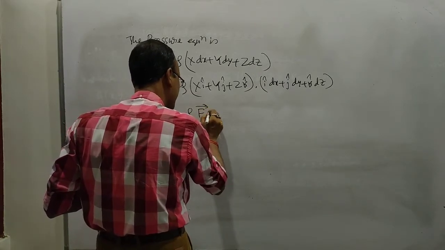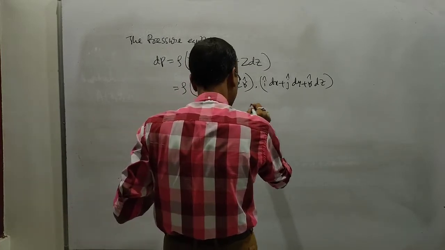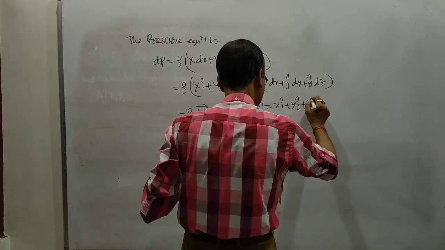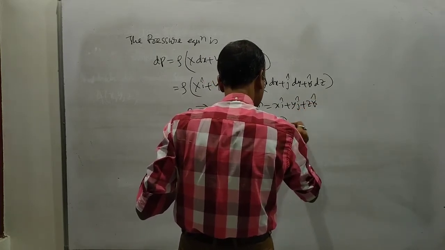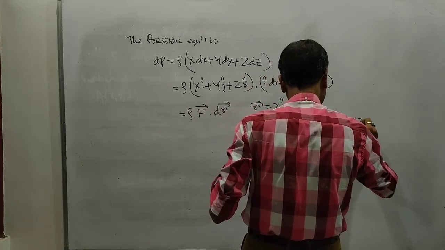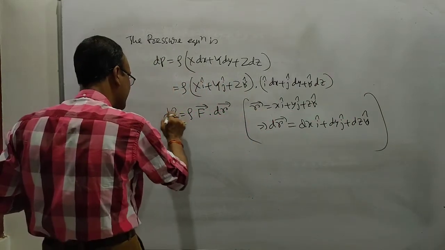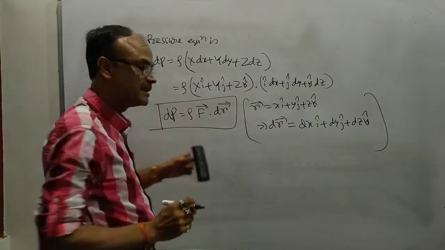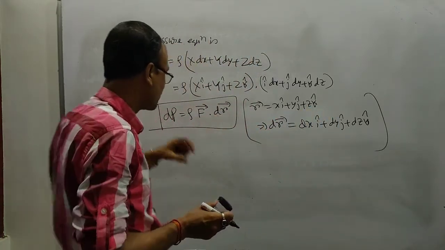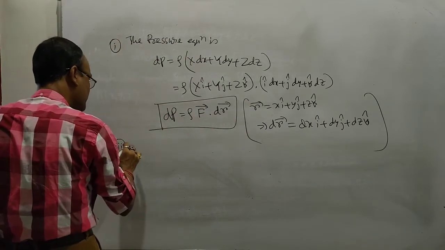It is nothing but F vector dot dr vector, where r vector equal to x i cap plus y j cap plus z k cap. This means dr bar equal to dx i cap plus dy j cap plus dz k cap. Therefore, the pressure equation can be written in the vector form also. Suppose this is number 1 and this is number 2.